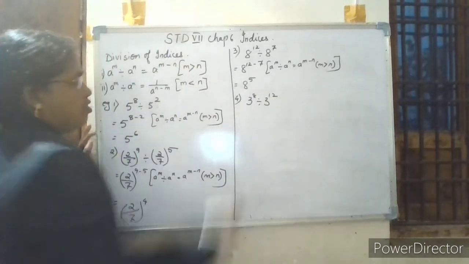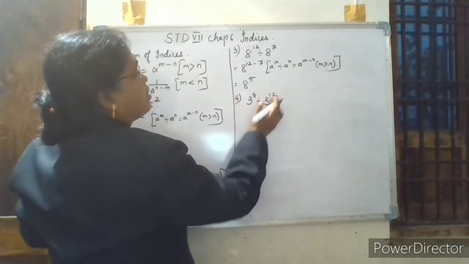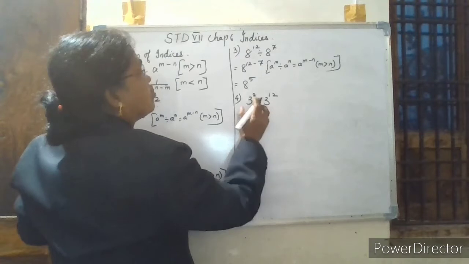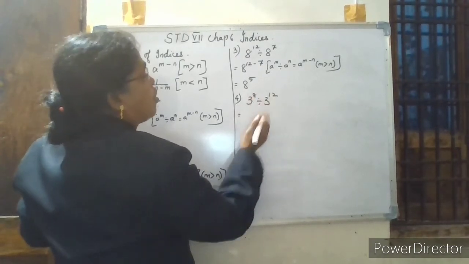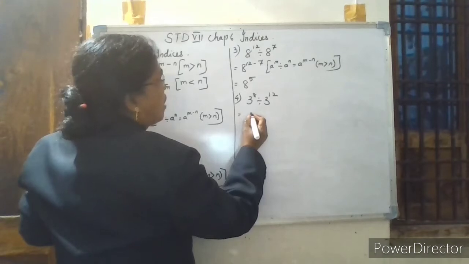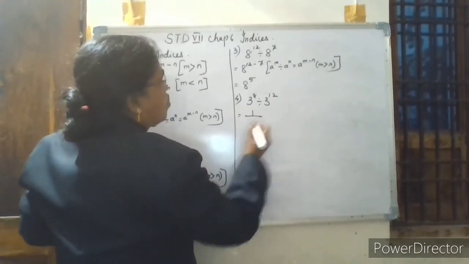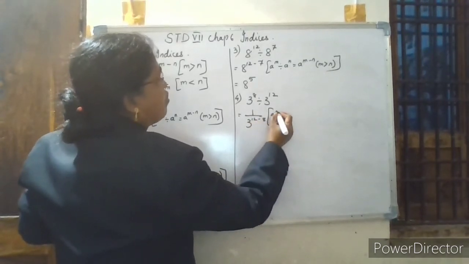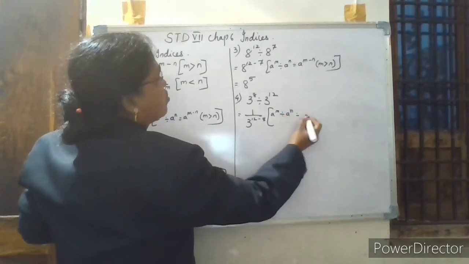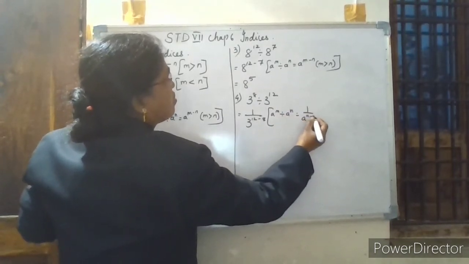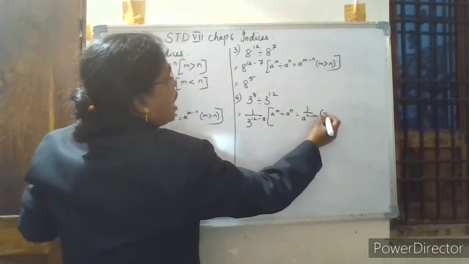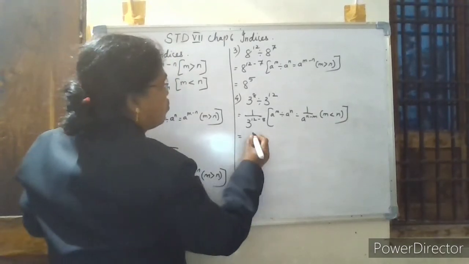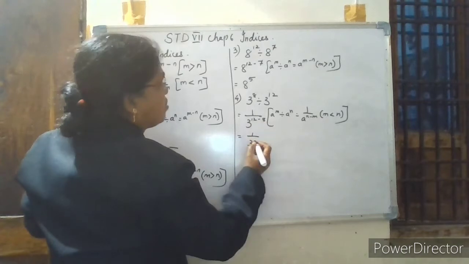Example 4. Now, see 3^8 divided by 3^12. This is equal to 3 raised to, see, 8, that is m. M is smaller here. So it will be equal to 1 by 3 raised to 12 minus 8. That is because of a^m divided by a^n is equal to 1 by a^(n-m) when m is smaller than n. In this way, write the formula. So it is equal to 1 by 3 raised to 12 minus 8, which is 4.